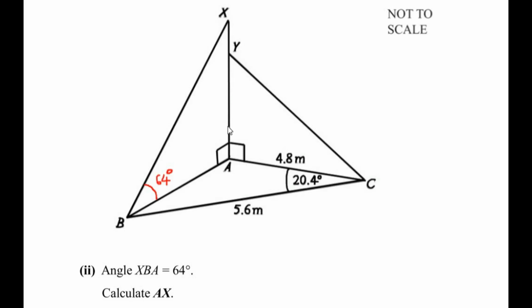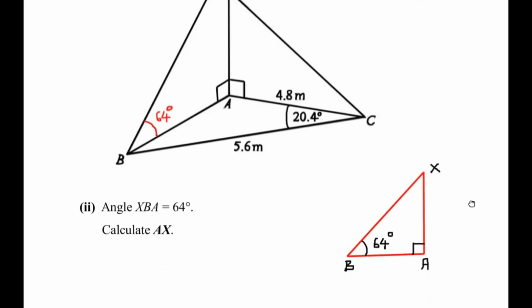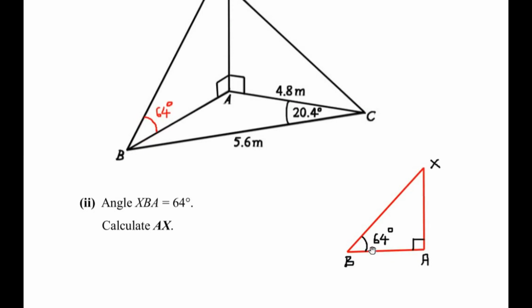To find the length of the side AX, we are going to consider the right angle triangle BAX. So let me draw it over here. This is the right angle triangle BAX. Angle B is given as 64 degrees and we need to find the length of the side AX, which is missing. In the previous part of this question we had found the length of the side AB using the cosine rule and we got it as 2 meters. So let me write here 2.